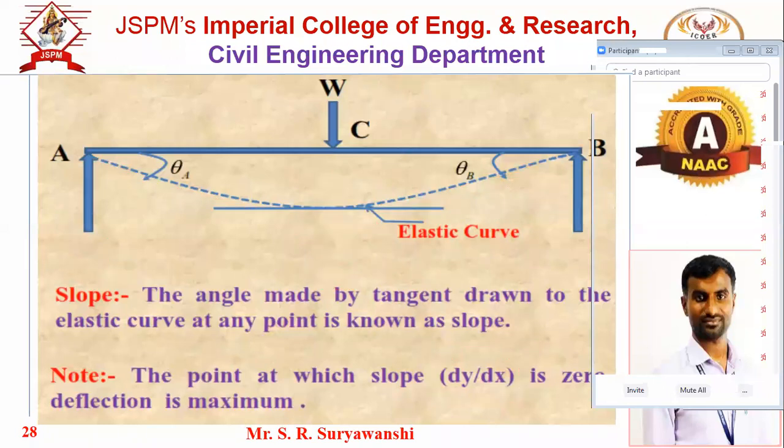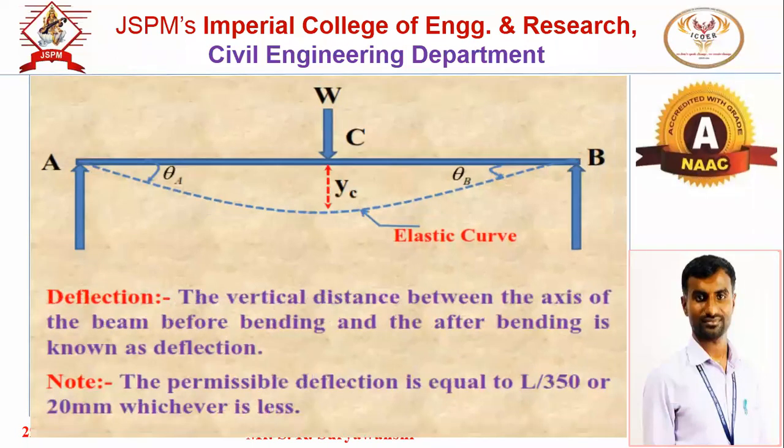So this is what the deflection is, what the slope is, and that at a point of maximum deflection the slope must be 0. Now we will discuss the permissible limit. What are the permissible limits for the deflection in case of a beam? Deflection is the vertical distance between the axis of the beam before bending and after bending. This vertical distance here is YC, which is nothing but the deflection, or we can say vertical displacement.